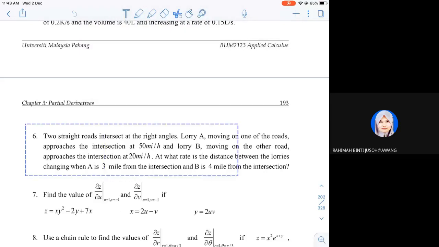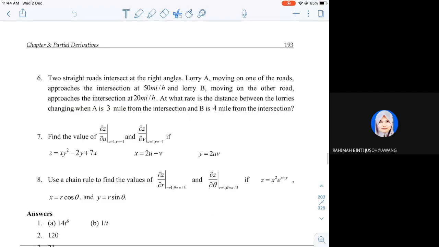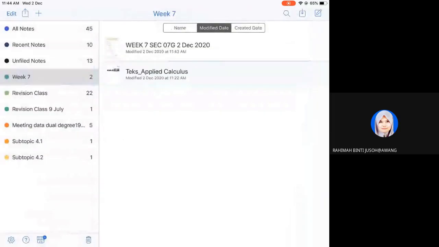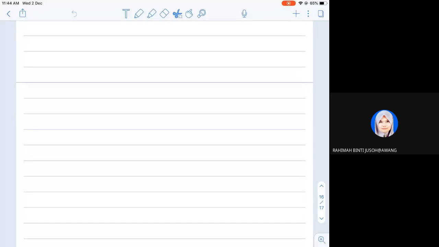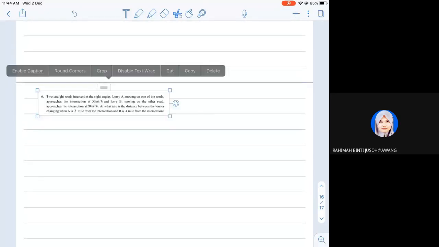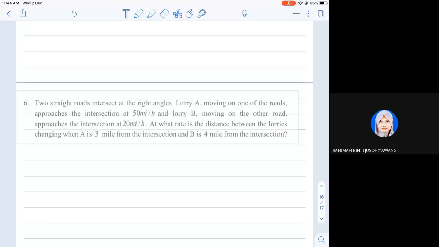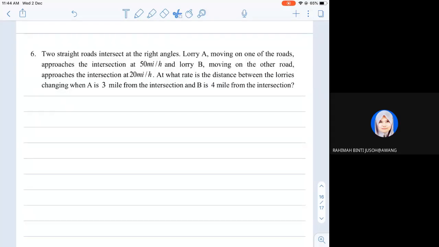Okay, question number 6. Sebab nanti saya nak show solution yang susah sikit ni. Question number 8 ni, number 8 dia complicated juga. Okay, question number 6. Okay, so jom kita buat question number 6. Dia kata two straight roads intersect at the right angles. Okay, lorry A moving on one of the roads approaching the intersection. Dia macam junction lah juga. They intersect. Lorry B moving on the other road. Okay, you can imagine macam ni guys.